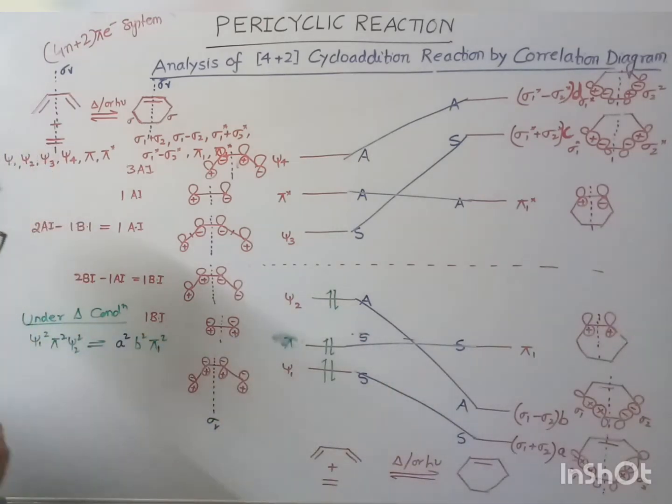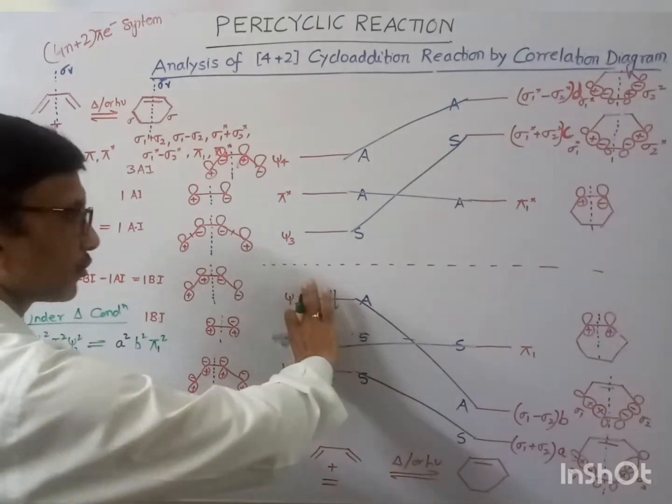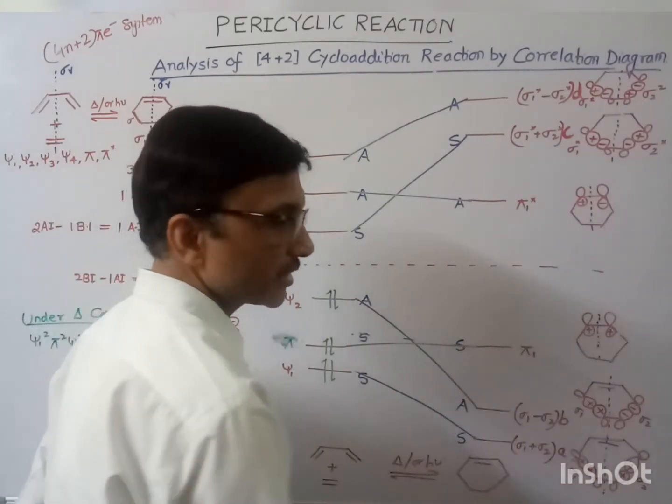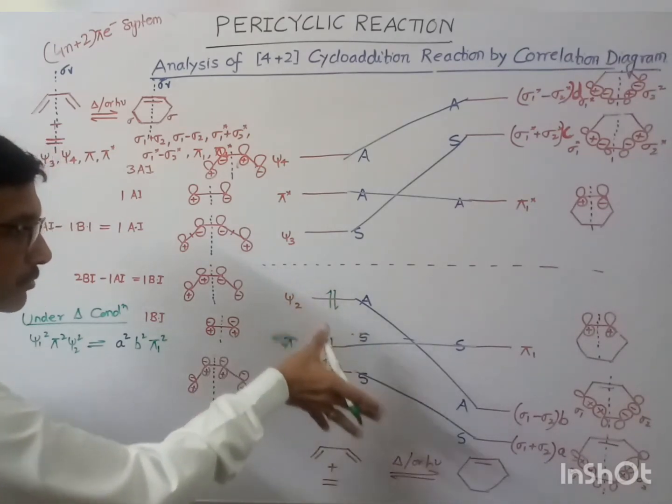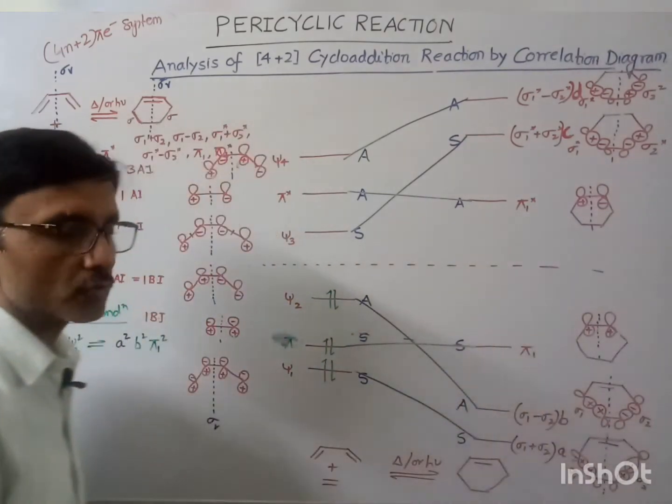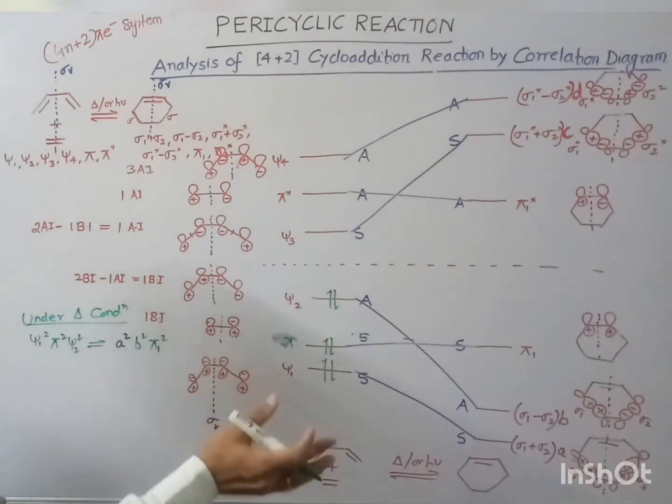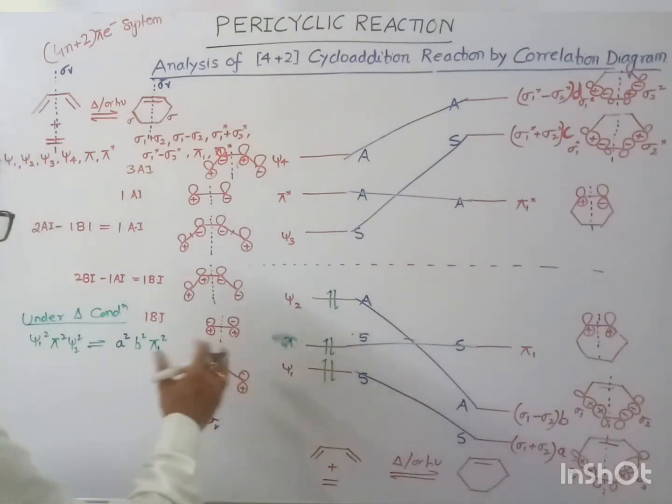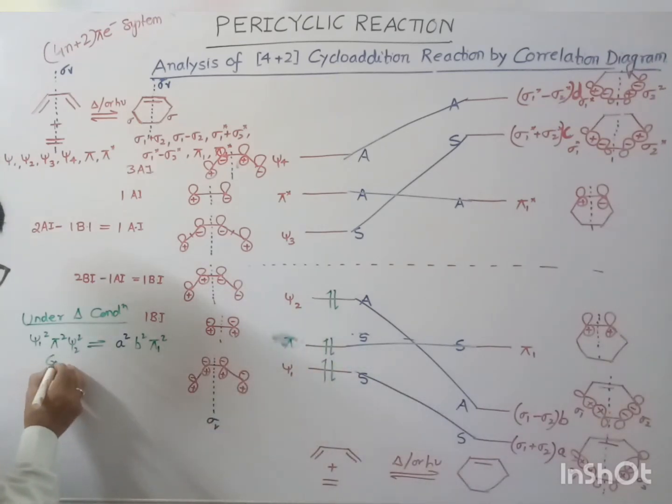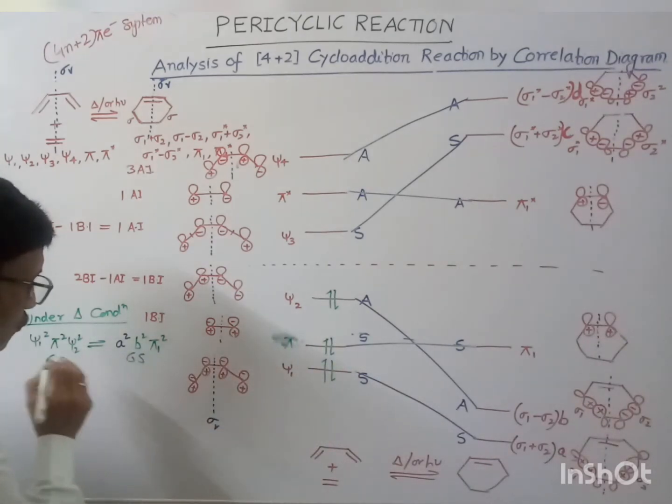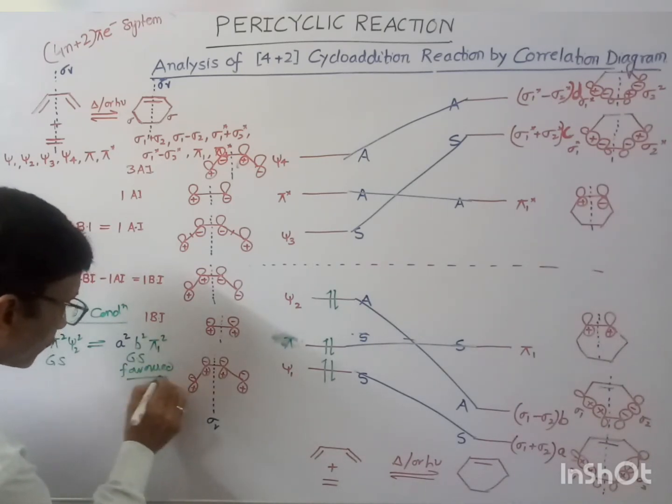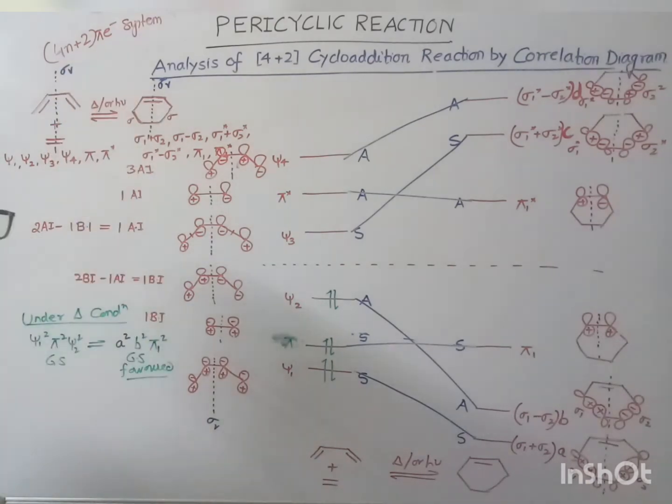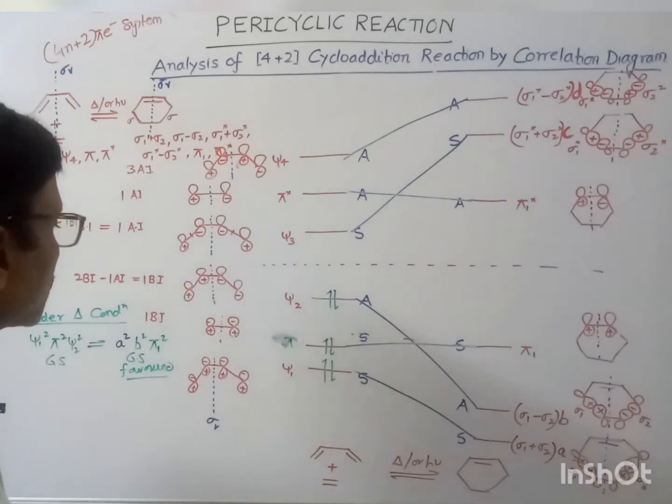Like this. Now if you see, this is the ground state and this is also the ground state. These molecular orbitals in the reactant are ground state molecular orbitals. In the product, these are also the ground state molecular orbitals. So the transfer of this electron from this ground state to this ground state is energetically favorable. So that's why this is favored. Okay. So the 4+2 electron system is favored under this thermal condition.